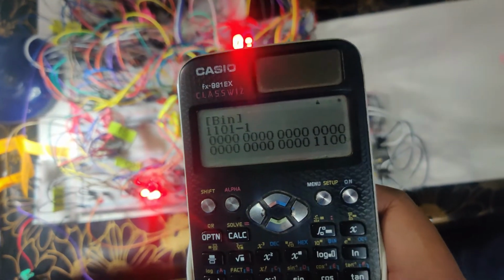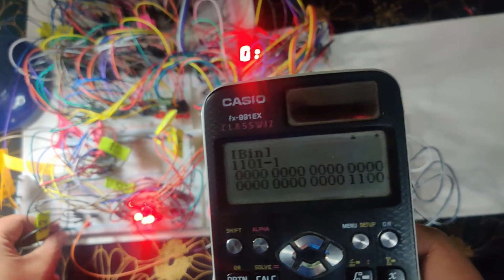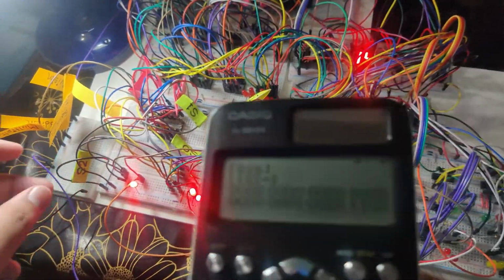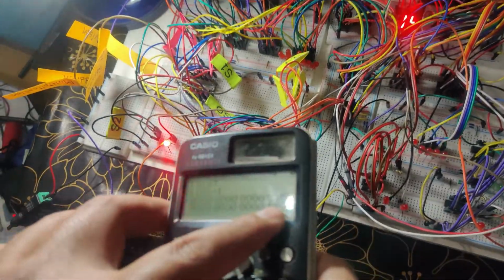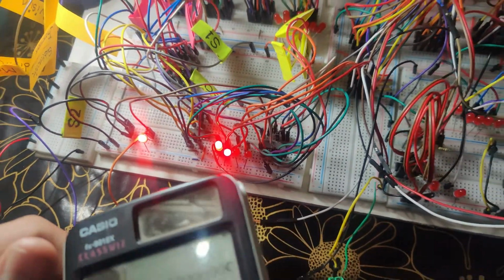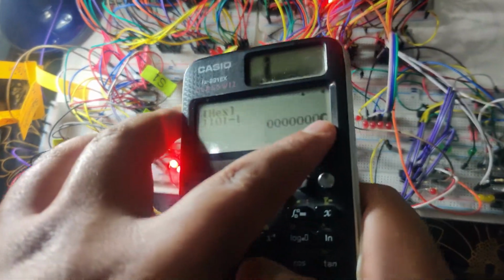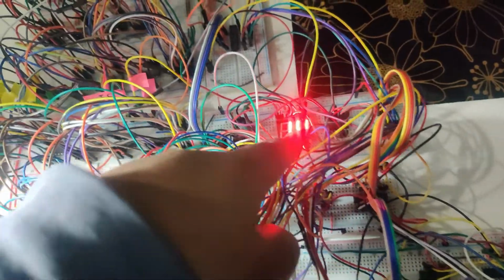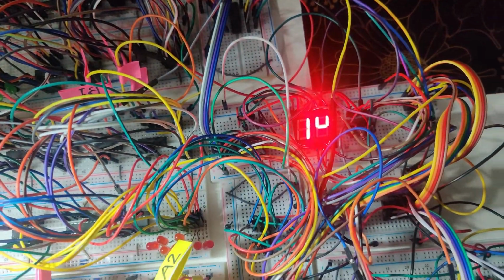For doing the decrement, we will have to put S2 as 1. We can see that the result is 1100. We can verify it from the LED, and if we take the hexadecimal, we can see that the result is C. We can verify it from the 7 segment display.